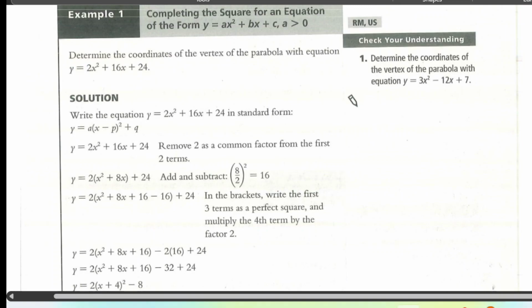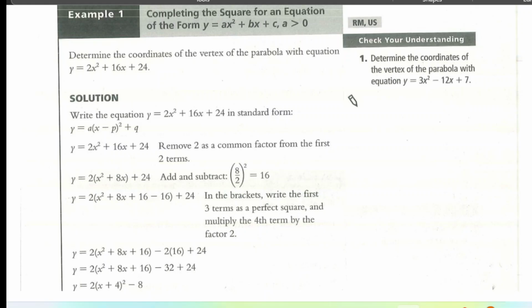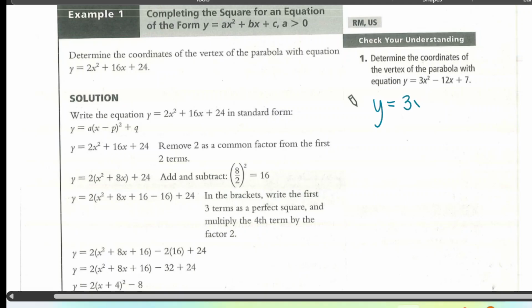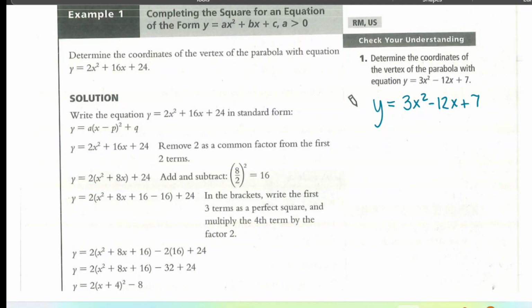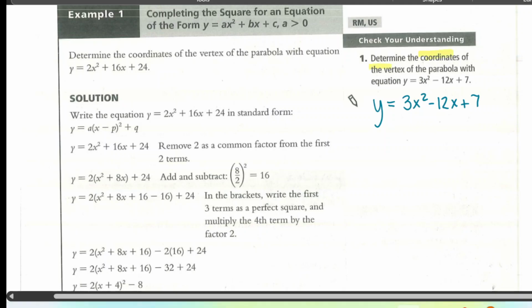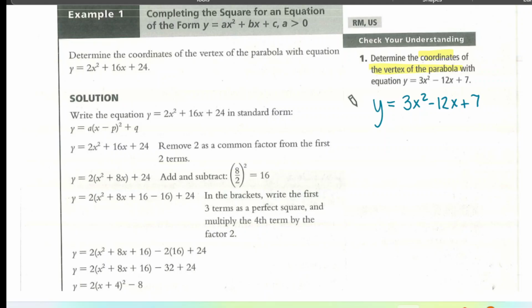Example 1 says, determine the coordinates of the vertex of the parabola with the equation y equals 3x squared minus 12x plus 7. So I'm just going to write that a little bit bigger. Now notice the question does not say put this into standard form, but it does say find the coordinates of the vertex. So to find the coordinates of the vertex, we've got to get it into standard form, because from standard form we can directly read off those coordinates.